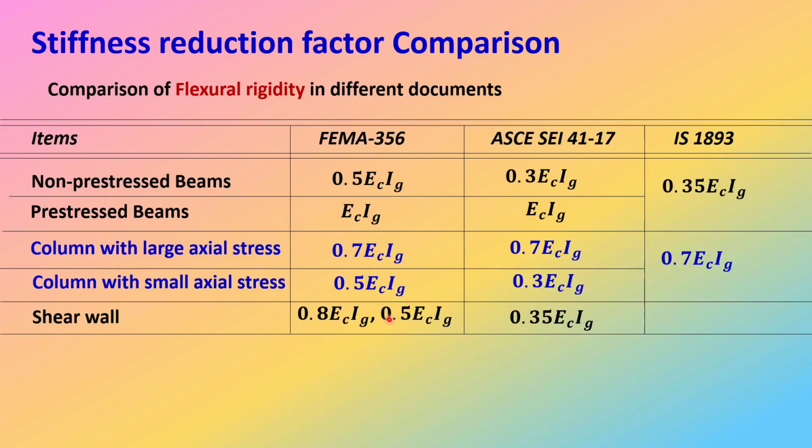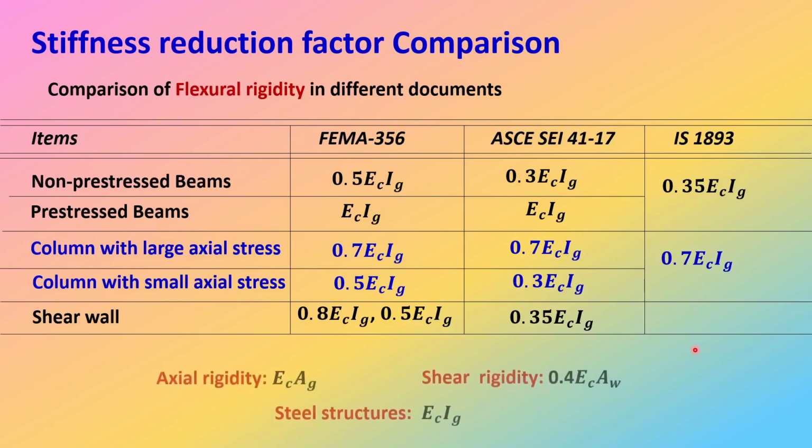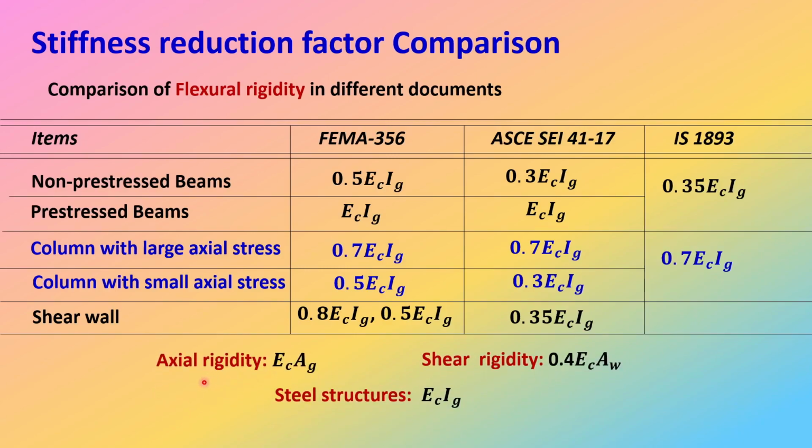For shear wall, physically cracked, it is not tension cracked. Physical crack, physical damage 0.5, no damage 0.8. As per ACI, it is 0.35. Now, for axial rigidity, it is always ECAG, no reduction. For shear rigidity, it is for all documents, for all cases 0.4 ECAW.